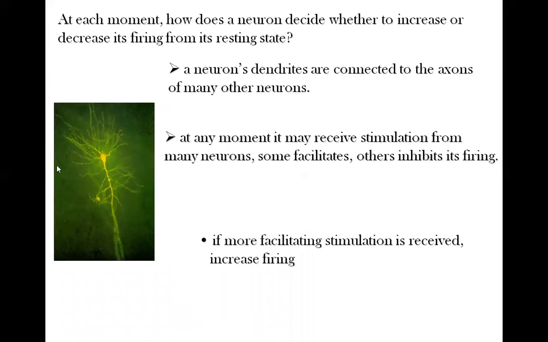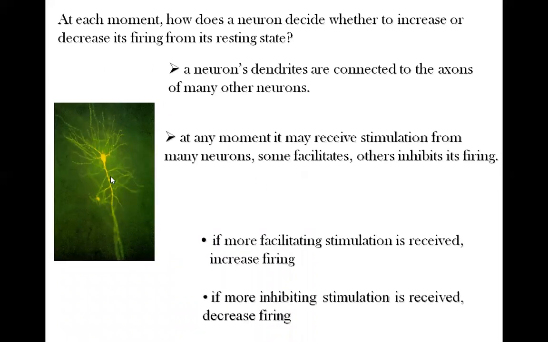This picture shows a neuron. This long extension is an axon. A neuron has a large number of dendrites. Remember, dendrites receive information from other neurons. Some of these dendrites receive facilitative information.